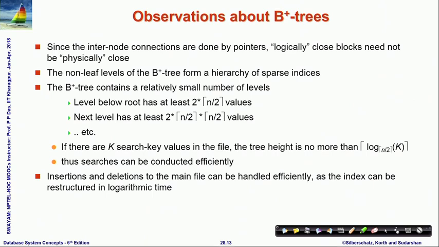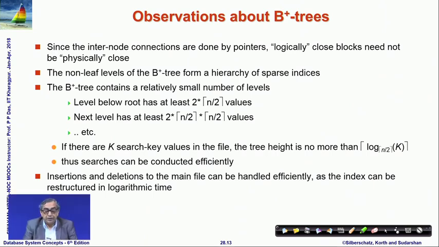So, since the internode connections are done by pointers, logically close blocks are not physically close. That is a key observation about the B plus tree. The records which are logically close may not actually be physically close, because the pointers actually define the closeness in terms of the ordering of the values.